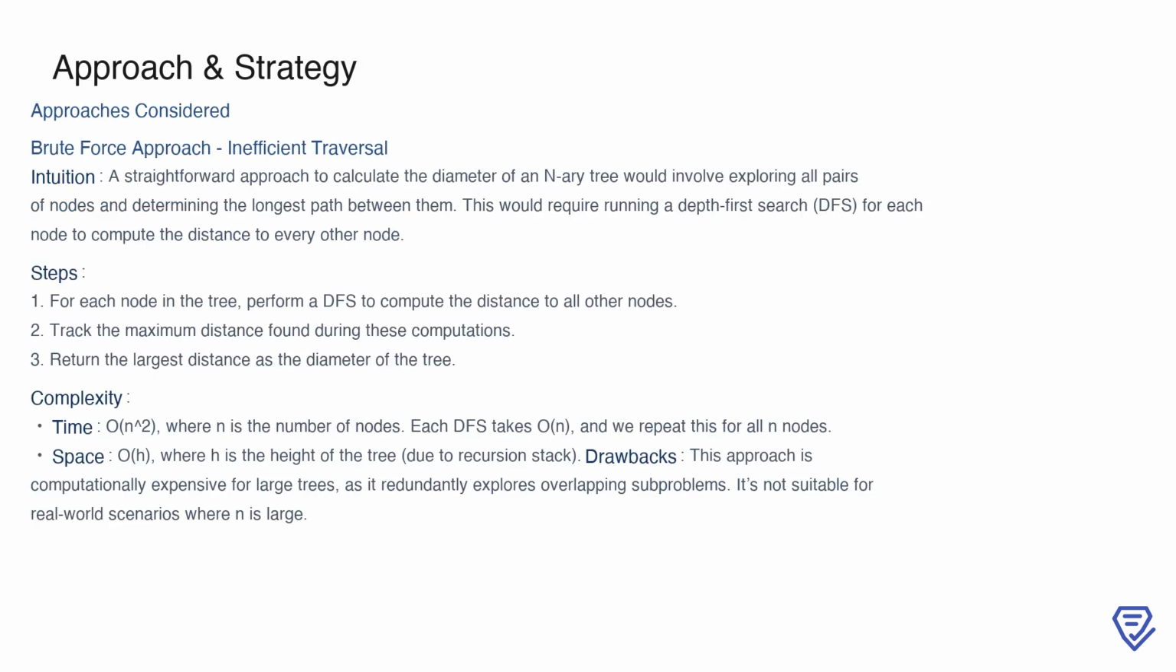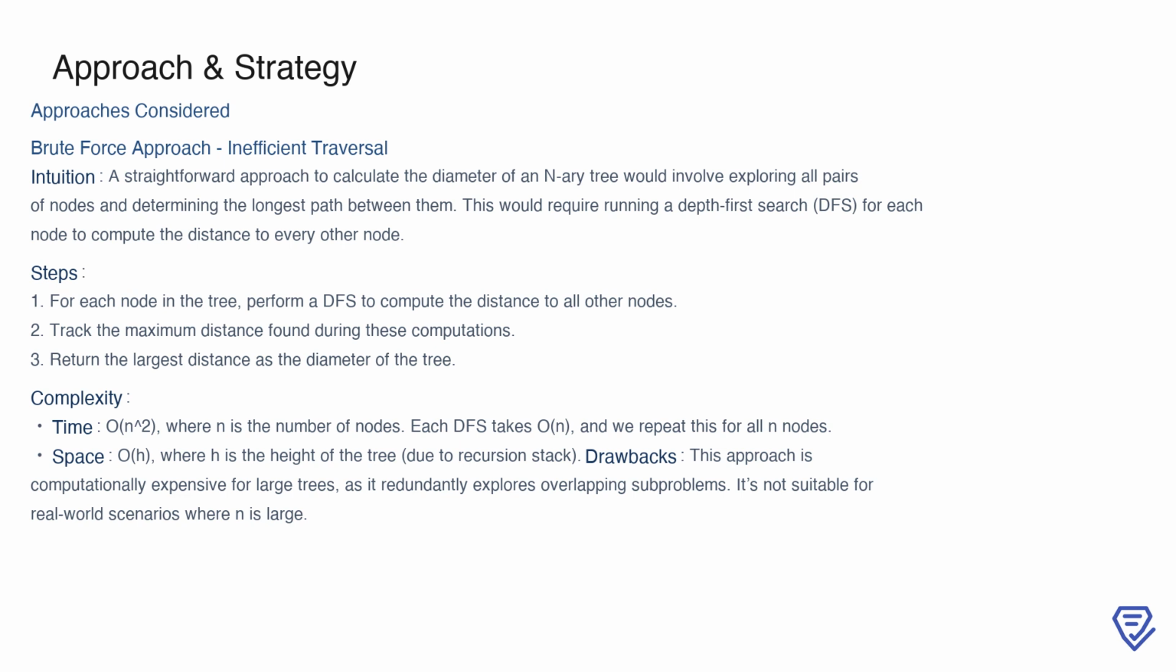To solve the problem of finding the diameter of an N-Ary tree, one straightforward approach is the brute force method. The idea here is to calculate the longest path between every pair of nodes in the tree. To do this, we would perform a depth-first search, or DFS, starting from each node, computing the distance to every other node in the tree, and tracking the maximum distance encountered. Finally, the largest distance found during these computations would represent the diameter of the tree.